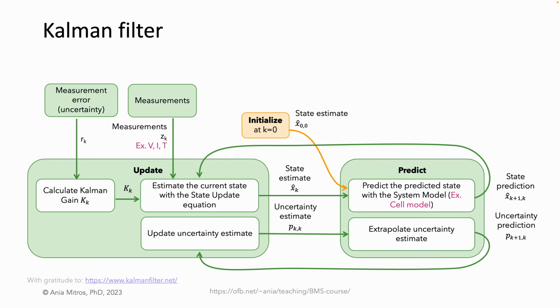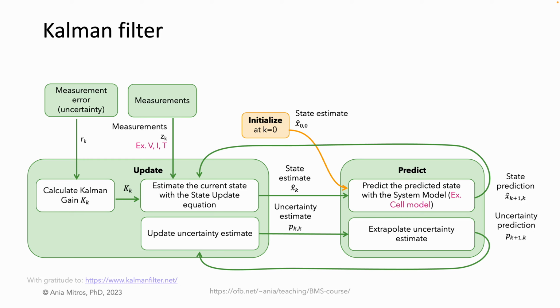The predict step predicts what the state and uncertainty will be at the next iteration. The predicted state may include the measurements. The predicted state and uncertainty are fed into the update step, along with new measurements. In the update step, these two are combined. We combine old information in the form of the prediction with new information from the measurements.